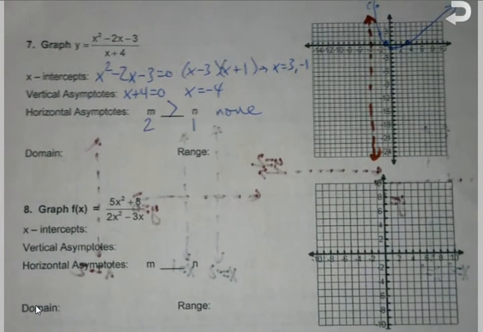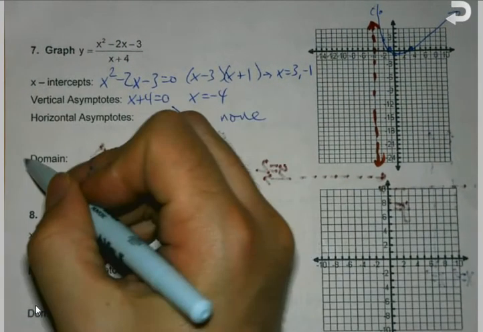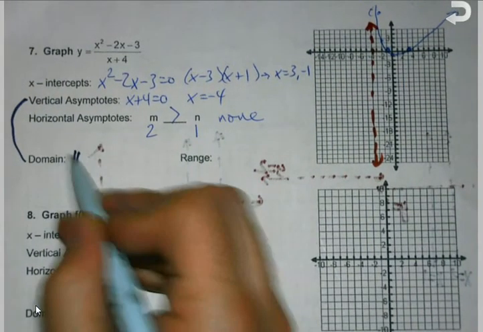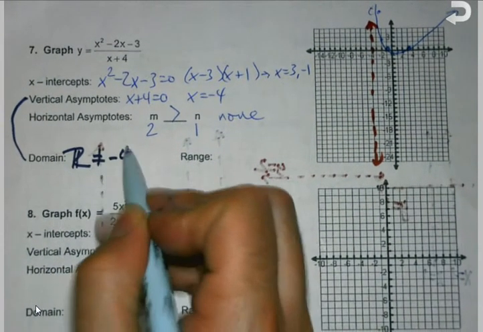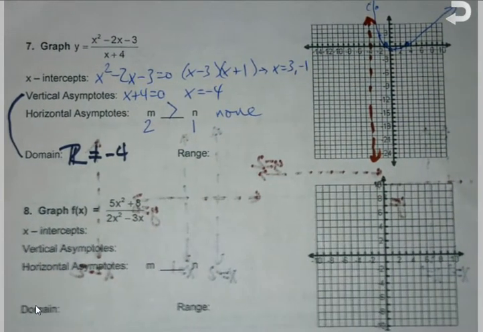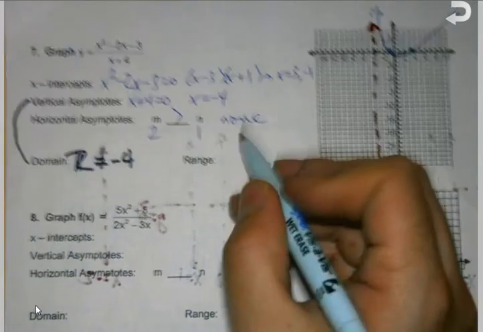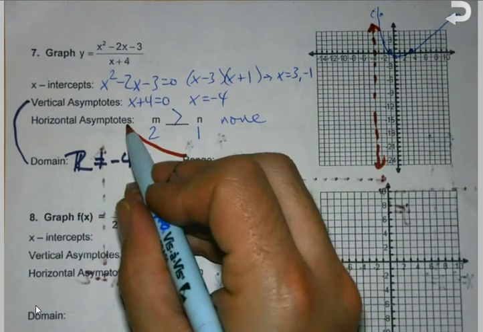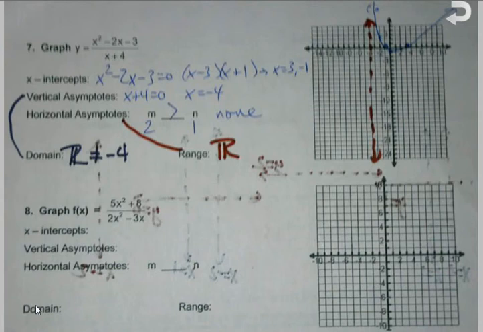Domain and range, again, domain goes with my vertical asymptotes. All reals not equal to my vertical asymptote. And finally, my range, I do not have any restrictions, so it's going to be all reals.